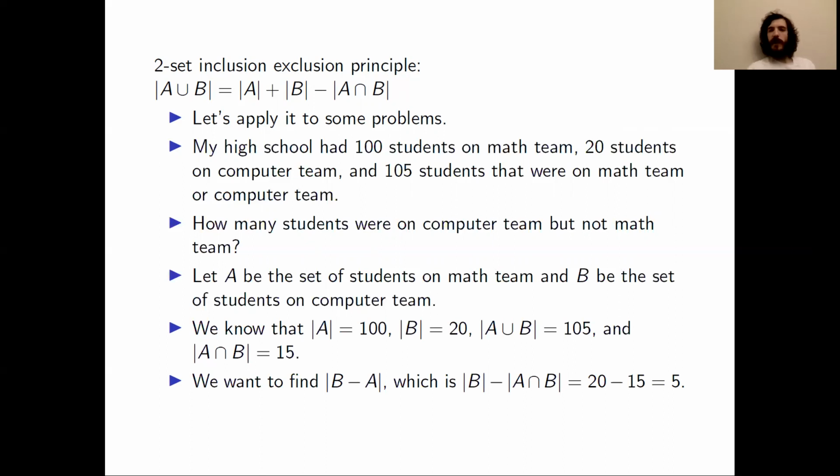So if we want to find the cardinality of B minus A, all we have to do is calculate the cardinality of B and subtract the cardinality of A intersect B. That gives us 20 minus 15, which leaves us with 5. And that is the number of students who are on computer team, but not on math team.